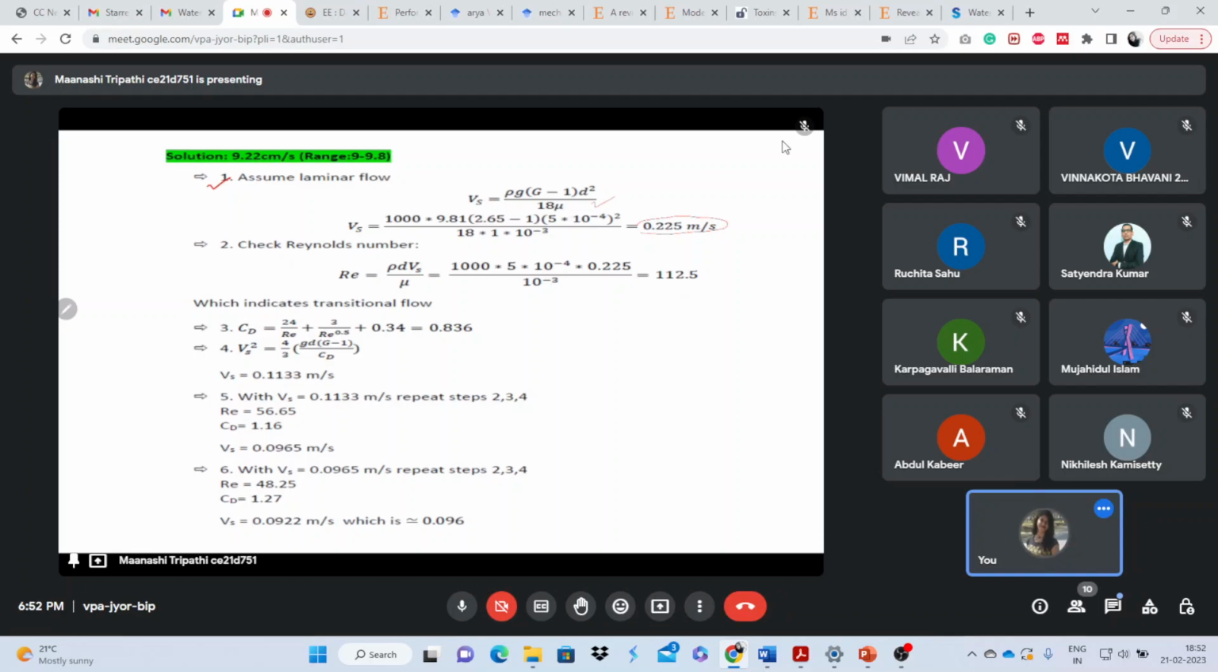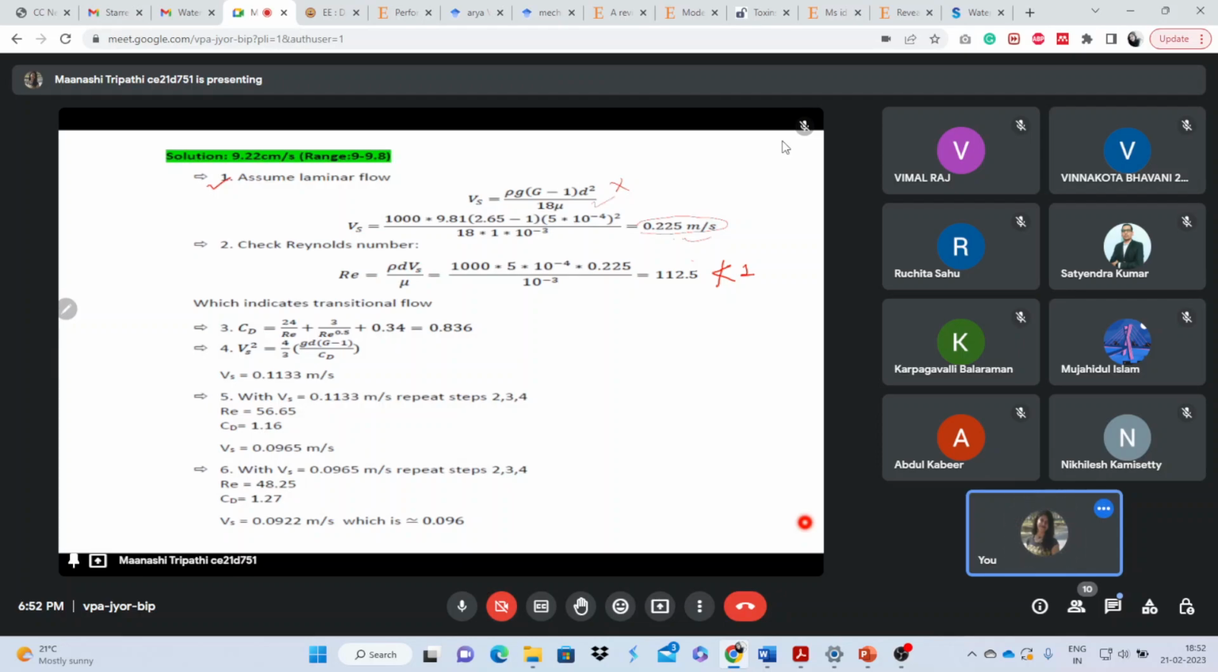So our next step, what it should be? Most of the mistake is that we will report this as answer, but this is incorrect, because we have to check for the Reynolds number of laminar flow. As we know, for laminar flow, Reynolds number should be less than 1. So we will put this in Reynolds number equation, that is rho d Vs by mu. And what did we find? This is not less than 1. Okay. So it means the flow is not laminar. So we cannot use Stokes equation. From here we found that the flow is transitional.